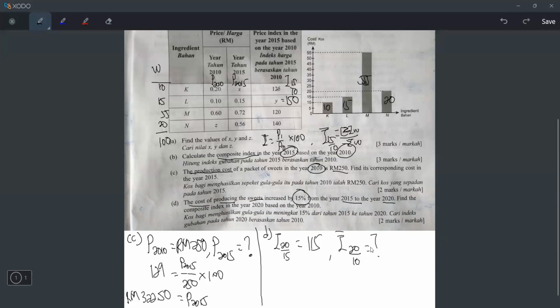Do you understand, class? And actually, this is also the I dash. Why? Because they say the cost of producing the sweets is not K, L, M, N. So this is actually the I dash also, even though they never mention anything regarding composite index here. But you should know it's the average because they never mention K, L, M, N.